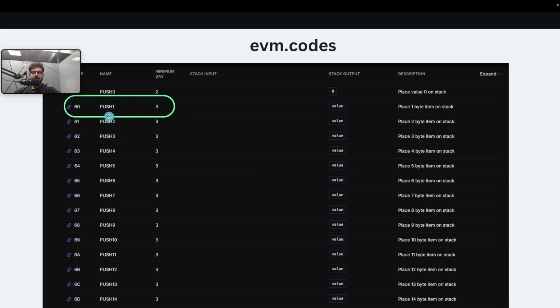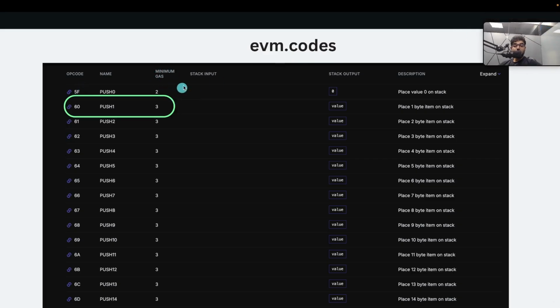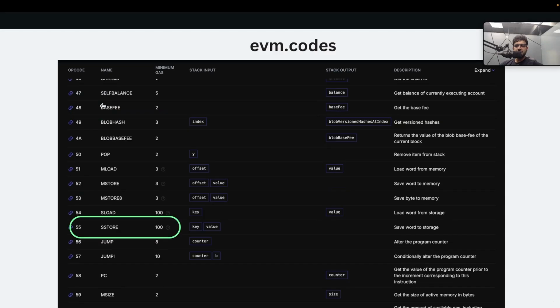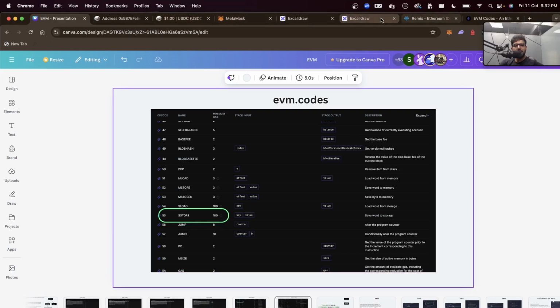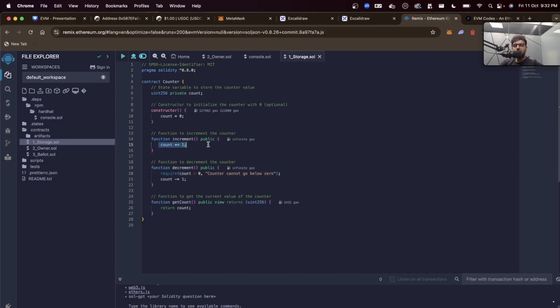Push1, for example, is one instruction. If you look at this website, it also shows you the minimum gas. It shows you that if you want to run this instruction, you need to spend 3 units of gas. 3 is very less because this is a very simple instruction. We'll come to what this does very soon. If you look at a more complicated instruction like sstore, 100 amount of gas you have to pay to call this store instruction. Can you guess what this store instruction is? It's for actually persisting data on the blockchain. When I wrote this in my smart contract, what did I write a while back? I wrote count plus equal to 1. I was updating data on the blockchain.